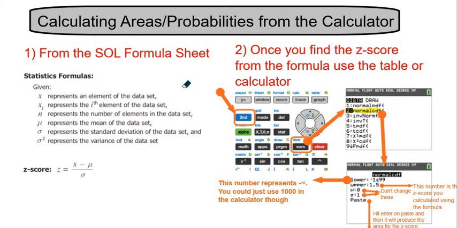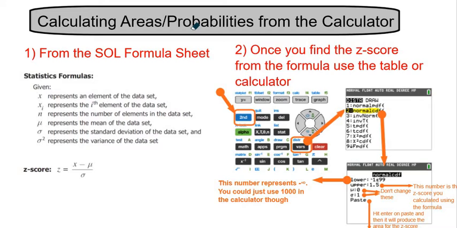Calculating areas and probabilities can be done with the chart, or it can be done using a calculator, more specifically a TI-84 calculator. But it always starts by using the formula for z-score to calculate the z-score. You have to input a z-score into a calculator and then convert it to an area or probability. Just like the chart does, the calculator will do it as well.